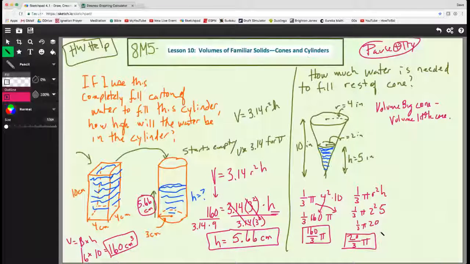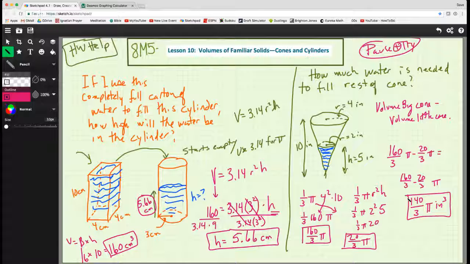All right. So if I want to subtract the little one from the big one, 160 over 3 pi minus 20 over 3 pi, that's equal to 160 over 3 minus 20 over 3 pi, which is equal to 140 over 3 pi inches cubed. Okay, so we are now done.